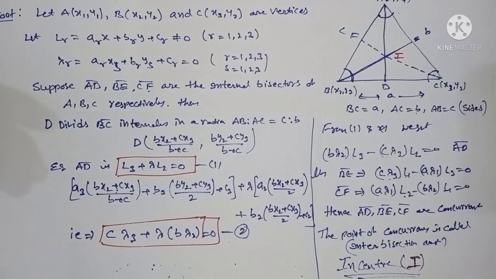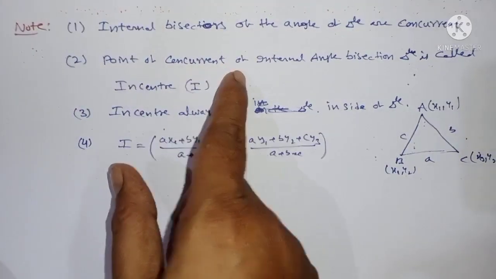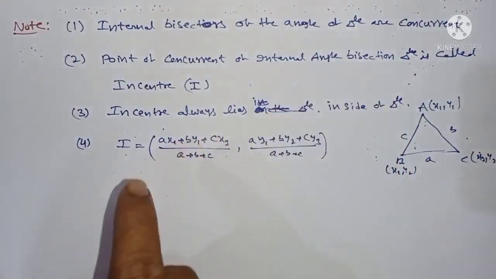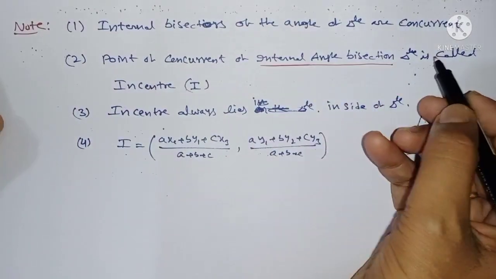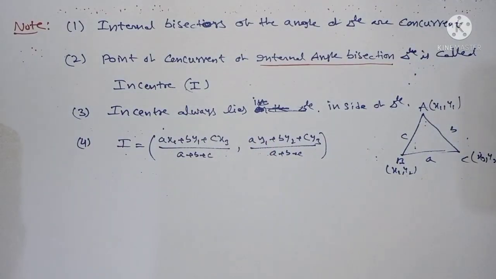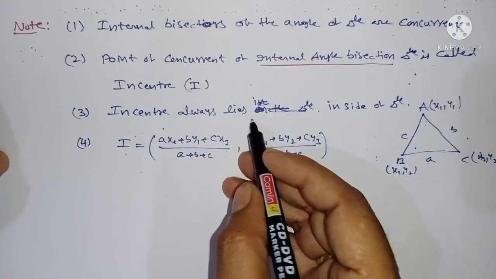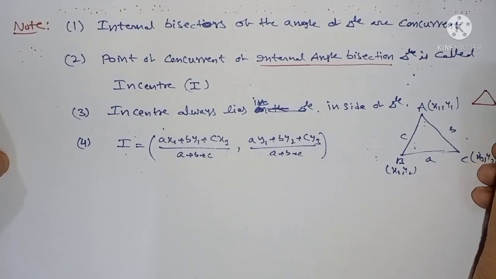Note 1: Internal bisectors of the triangle are concurrent. We have already completed the theorem. The point of concurrency of the internal angle bisectors of a triangle is called the incenter. Okay, this second one: the incenter always lies inside the triangle only.